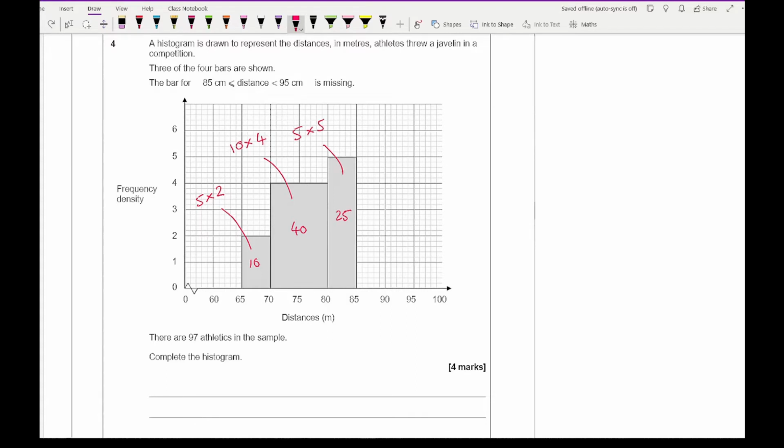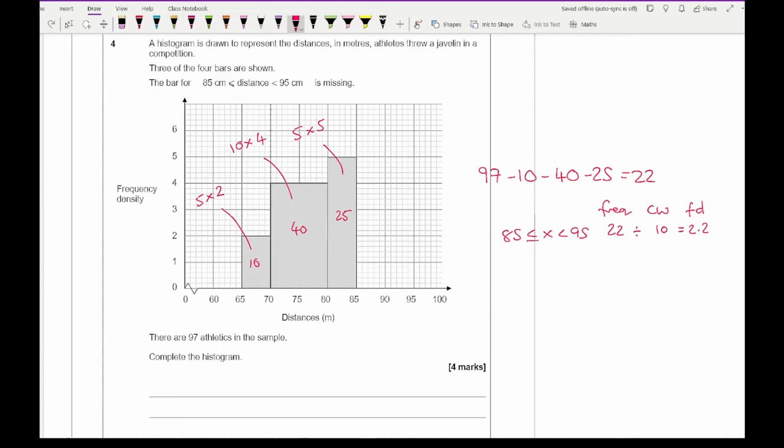So then what I need to do is take this away from 97. So 97, take away 10, take away 40, take away 25, leaves me with 22. So that means for the last one, I've got a group of 85 to 95. I've got a frequency of 22. The class width is 10. So the frequency density is going to be 22 divided by 10, which is 2.2.